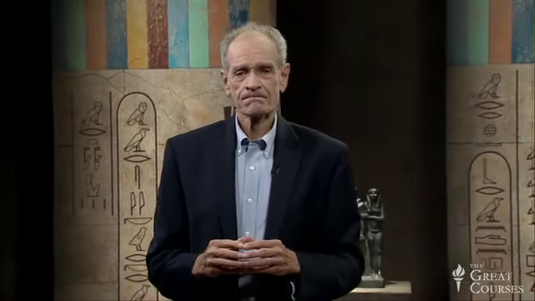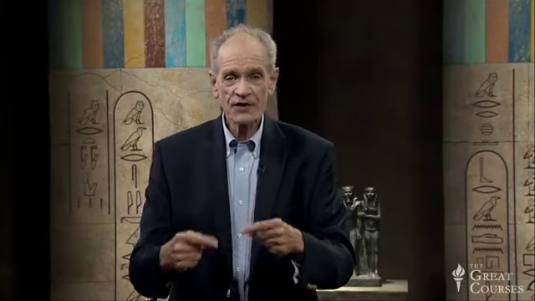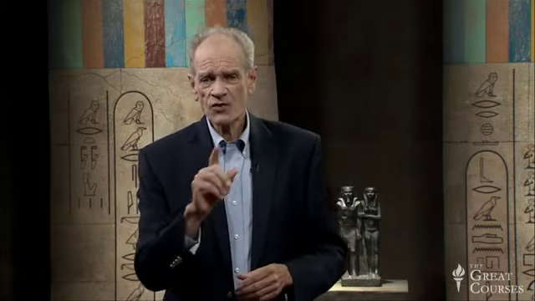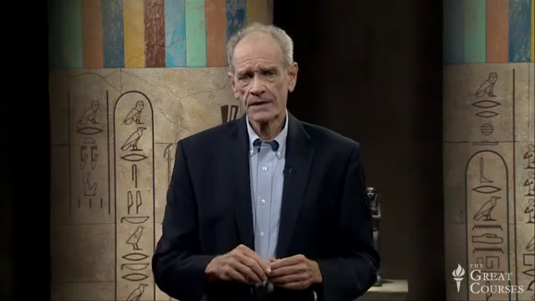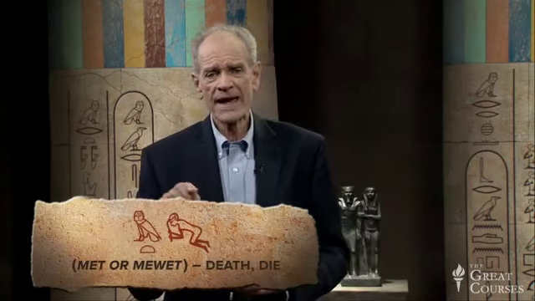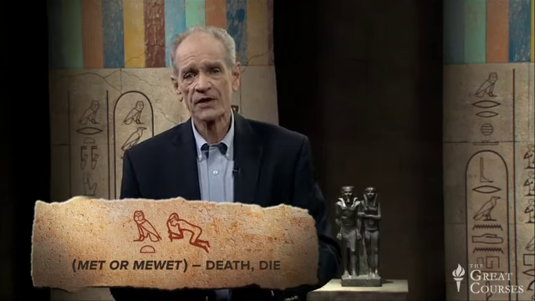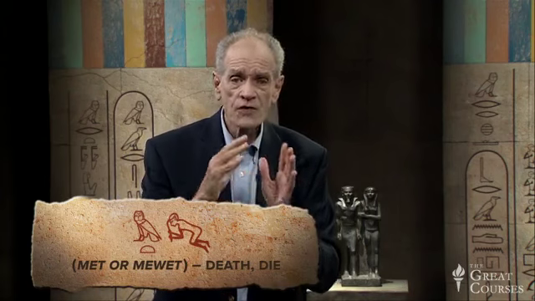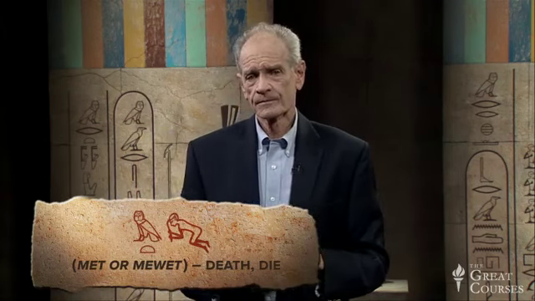The Egyptians didn't like to talk about death. The death of a pharaoh is rarely recorded. We figure out when pharaohs died by when they stop being mentioned and when a successor starts to be mentioned. But there was a word for death and die, and it looked like this. Pronounced met, sometimes mewet, something like that, the determinative is a fallen man with blood coming out of his head.